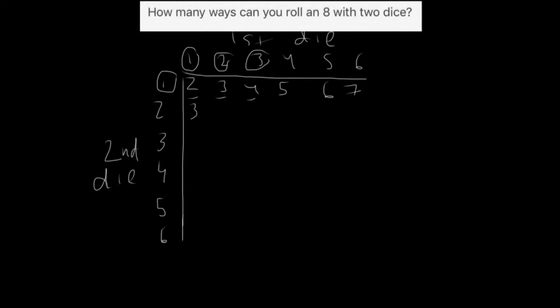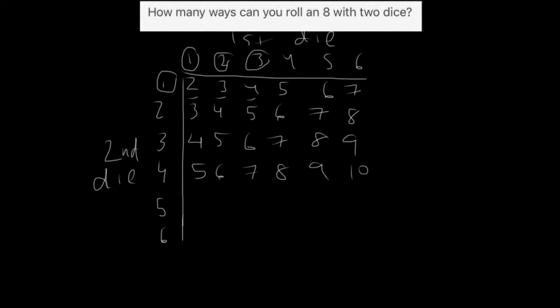2 plus 1 is 3. 2 plus 2 is 4. 2 plus 3 is 5. 2 plus 4 is 6. 2 plus 5 equals 7. 2 plus 6 equals 8. 4, 5, 6, 7, 8, 9. 5, 6, 7, 8, 9, 10. 6, 7, 8, 9, 10, 11. 7, 8, 9, 10, 11, 12.